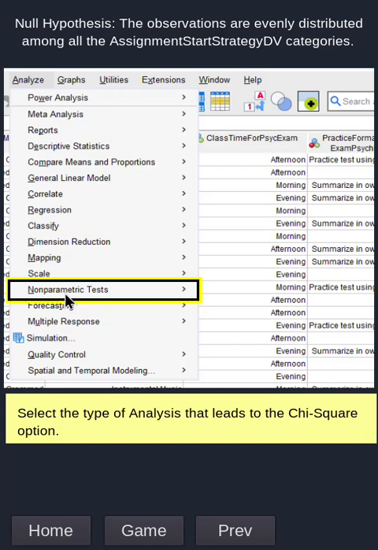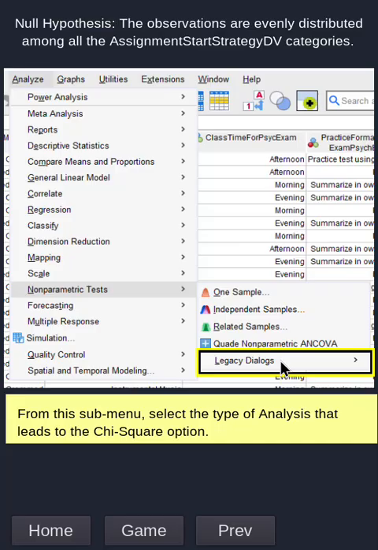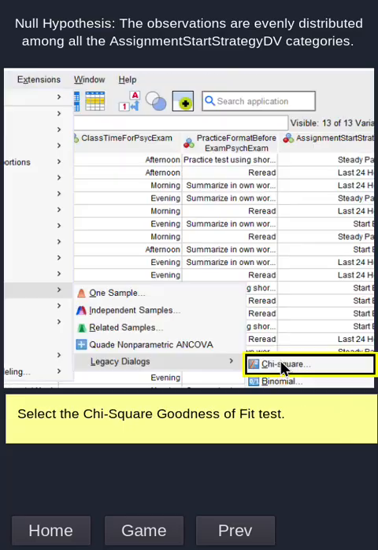Parameter would be something like a mean or standard deviation. Those are parameters, population parameters. Chi-square is called a non-parametric test because there's no mean or standard deviation to work with. Numbers are just arbitrary names, so we wouldn't calculate their average or anything. So we'll click non-parametric tests. Then we're going into legacy dialogs.